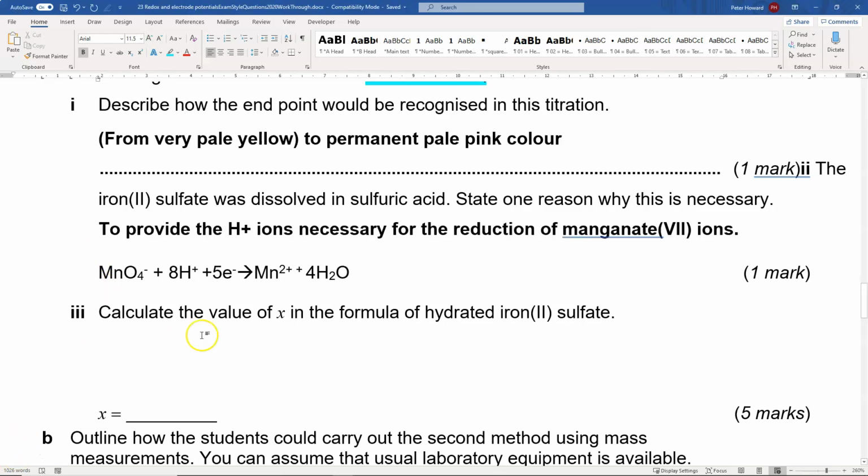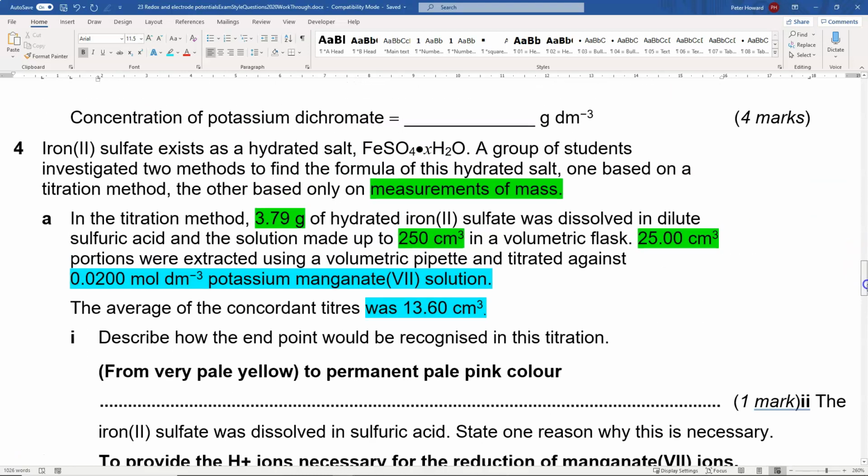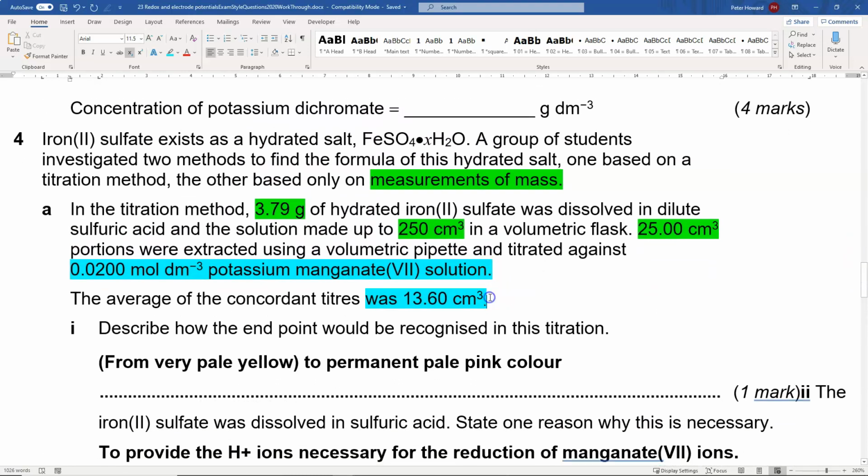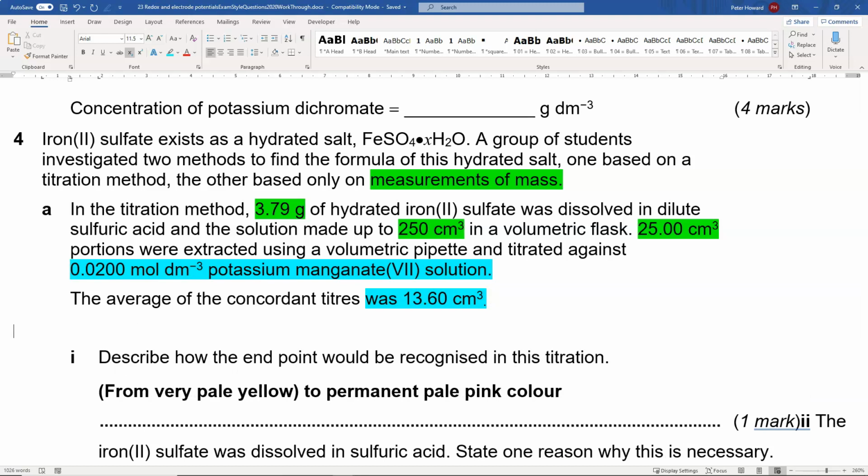So, calculating the value of x. I'm going to do all of this up here because it's going to be easier. Firstly, we could obviously work out the number of moles of manganate ions used in this experiment. Moles is concentration times volume, so 13.60 over 1,000 times 0.02 gives us a value of 2.72 times 10 to the minus 4.